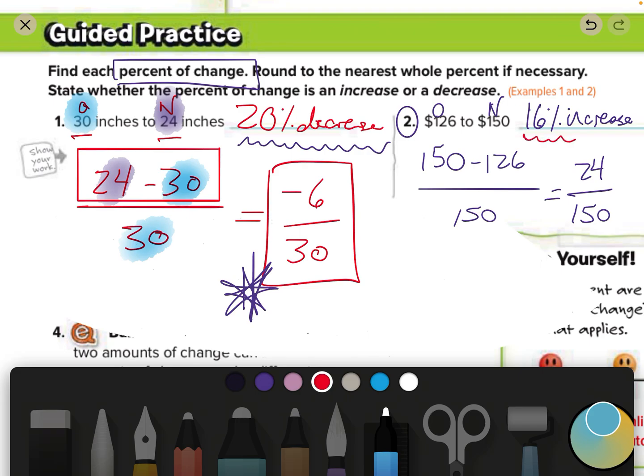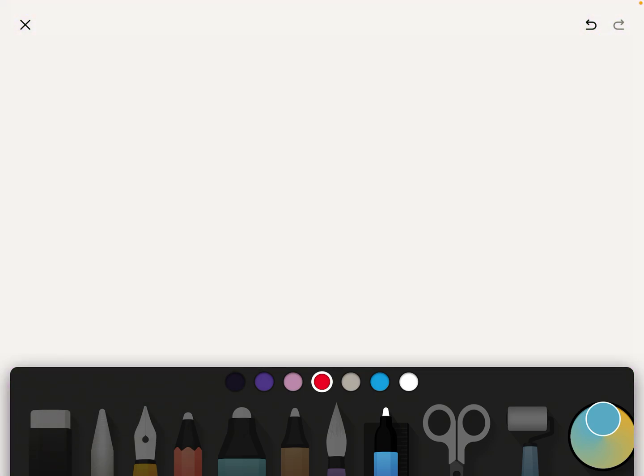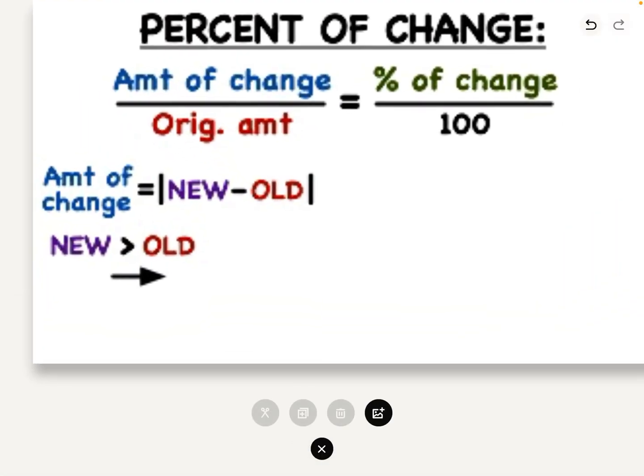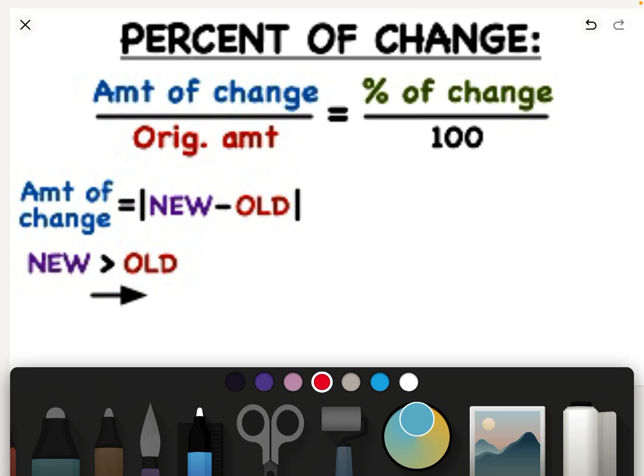So that is percentage of change right there. Now minus original divided by original. Again, like I said, on your stream they will have these, but here's a good visual for you. The amount of change divided by the original amount. In order to find the amount of change, you subtract now minus the original, all right? Or the new minus the old, whatever the case is. But either way, that'll give you your percentage.